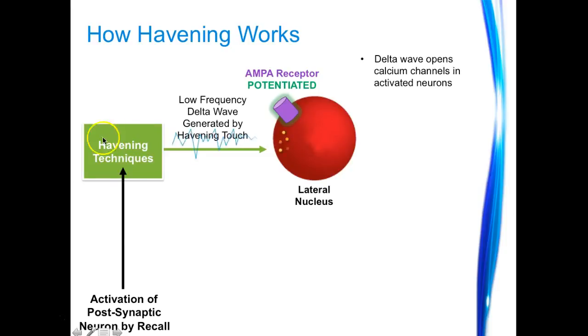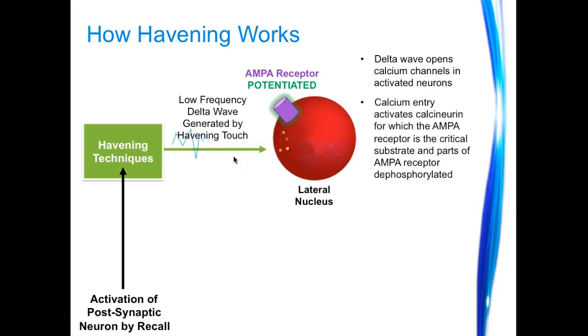Once we've activated, then we apply havening touch. Havening touch, as we know, leads to the generation of delta waves, a very low frequency brain wave. The delta waves open up calcium channels in the activated neurons, so there's a calcium influx, which when combined with delta waves activates an enzyme called calcineurin. And basically this acts a little bit like a biological superglue remover.